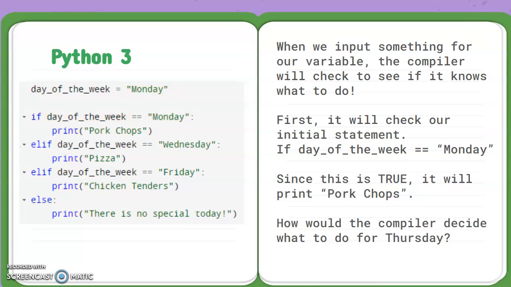How would the compiler decide what to do for Thursday? So the first thing our compiler is going to do is check, is the day of the week Monday? True or false? Well, it's Thursday, so false. Next, we're going to move on to this. Else if day of the week is Wednesday, well, is that true or false? False. We're going to move on to this next one. Else if day of the week equals Friday. Well, is day of the week Friday? False. So we're going to move on to our final step, our else. We're going to print, there is no special today. So the compiler checks each one of these statements first before moving on to the else.